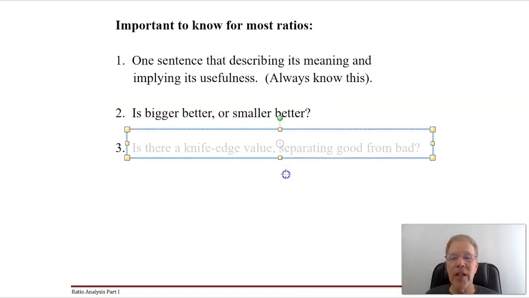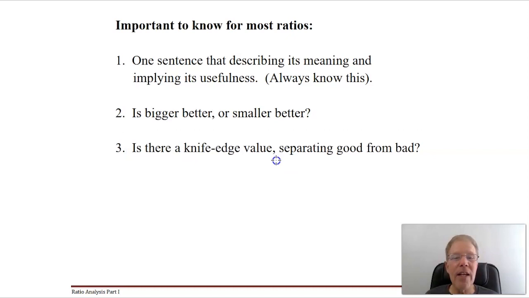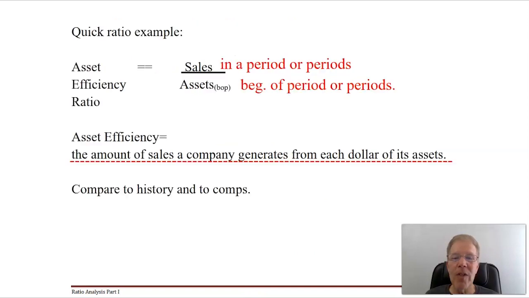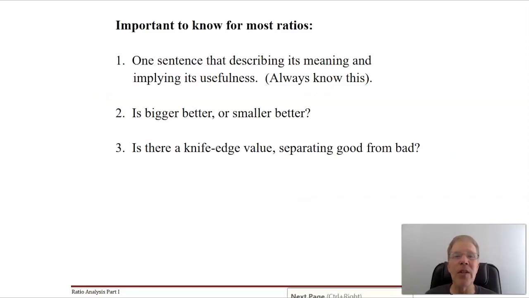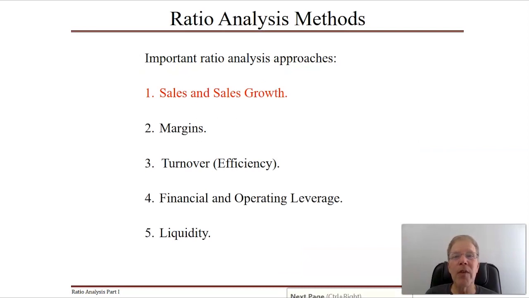And the final thing is, is there a kind of knife edge value separating good from bad? We don't really have a knife edge value here, but let's think of one right away where we do. Many of you may have heard already of profit margin. If you haven't, that's fine. It's just net income divided by sales. So that would have a knife edge at 0, because if your net income is 0 or less, that's bad. You want to at least have your net income be positive. So it's bad at 0, better above that, and bigger would be better for that ratio too.